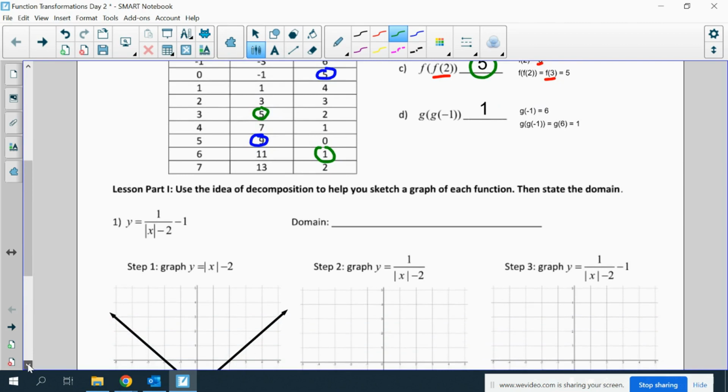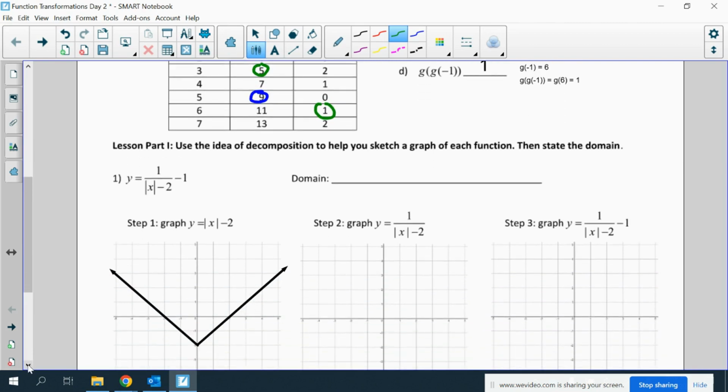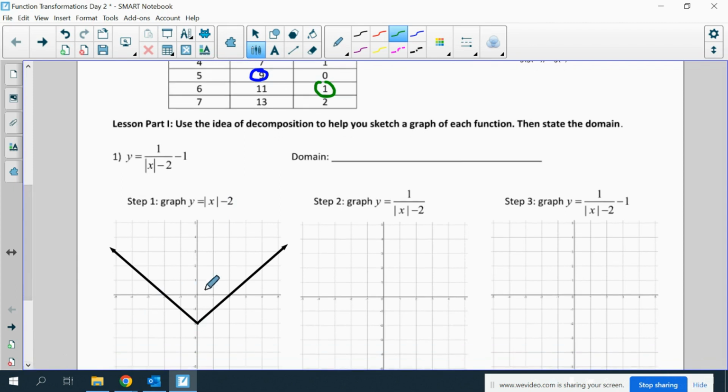So now what we're going to do is do the same type of thing, and we're going to decompose a more complicated function into its smaller parts. So first, if I want y equals 1 over the absolute value of x minus 2, all of that minus 1, the first thing I might do is think about the graph of y equals the absolute value of x minus 2, which I've already graphed for us.